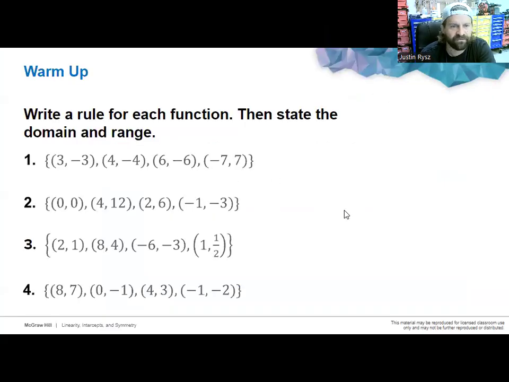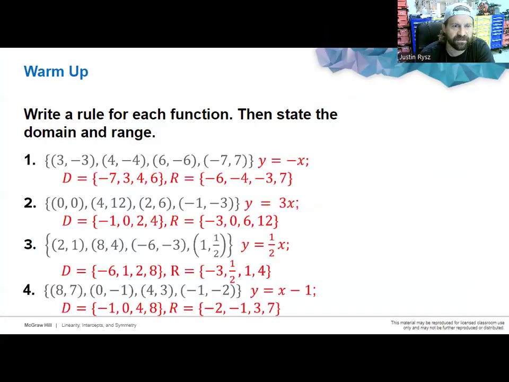Okay, so a little warm up here from the last section. What you want to do is pause this video and see if you can write the domain and range of each function. All right, let's check our answers here. If we look at this function here, we got 3 goes to -3. We can see here the x's are opposites of y's, so that should be y equals -x.